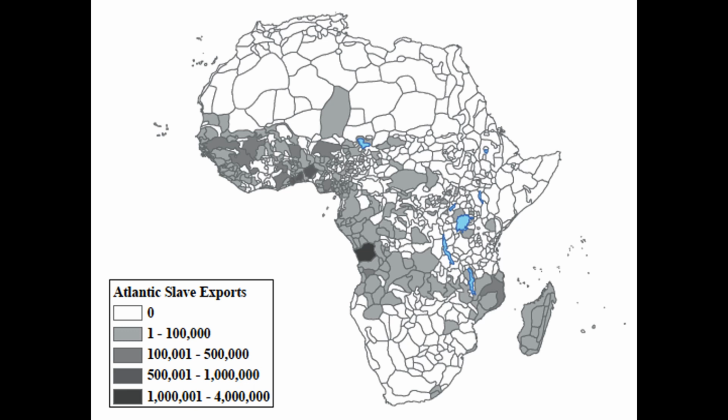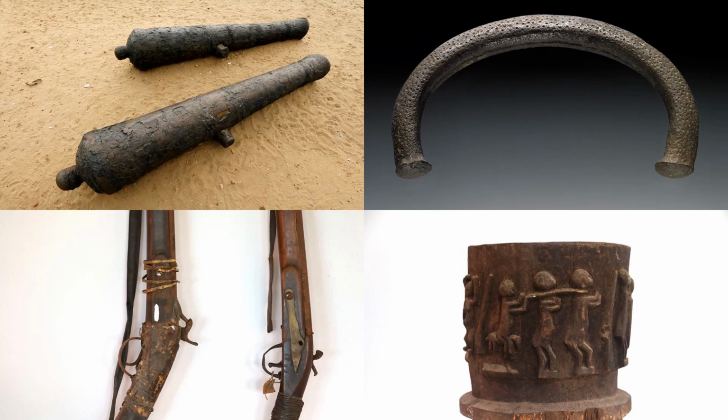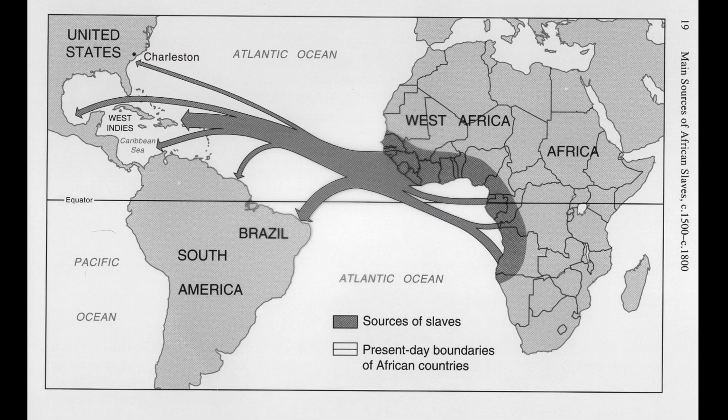The African tribes are trading their African continental neighbors for manufactured goods, guns, iron, cannons, and again, we can see that they're turning them into bowls and pots like this, depicting the slave trade on there. Hints and winks and nudges.